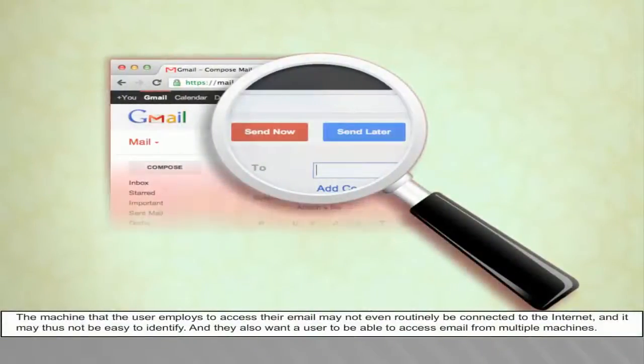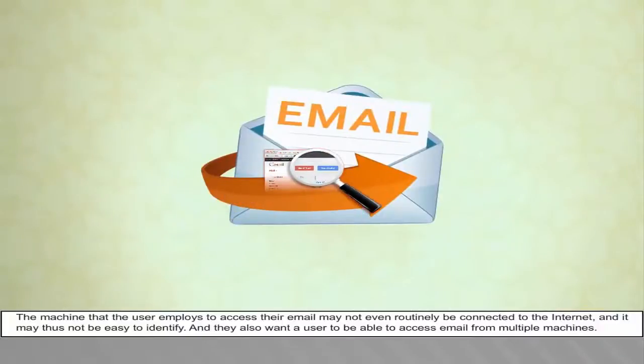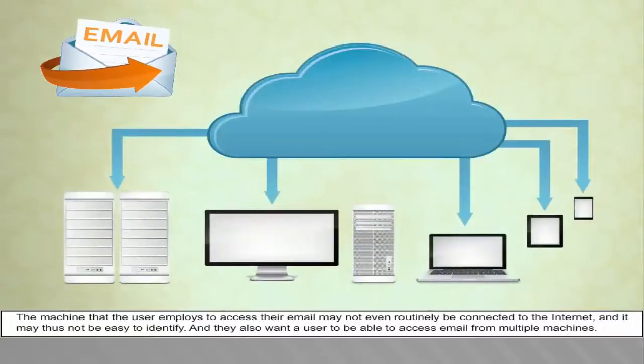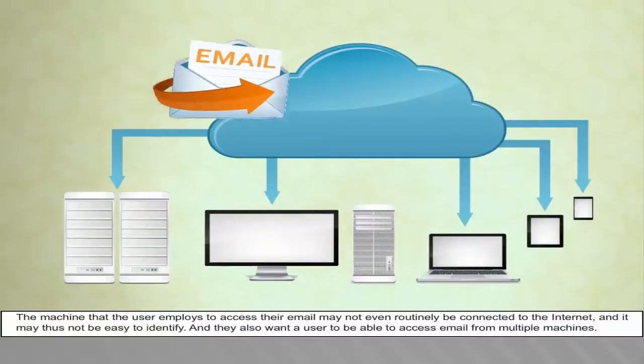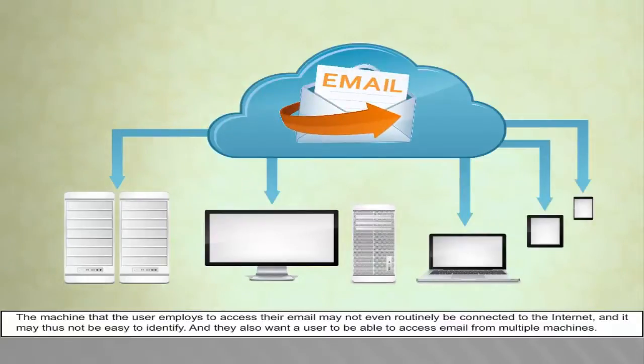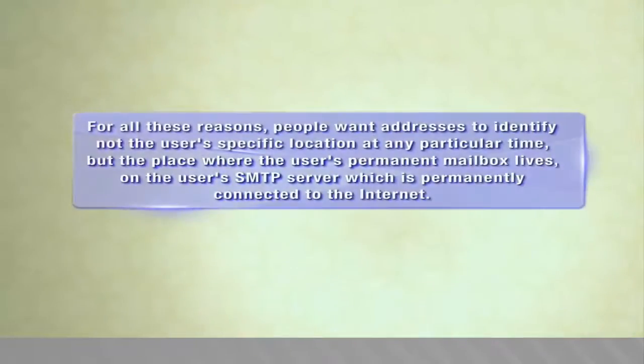The machine that the user employs to access their email may not even routinely be connected to the internet, and it may thus not be easy to identify. And they also want a user to be able to access email from multiple machines. For all these reasons, people want addresses to identify not the user's specific location at any particular time, but the place where the user's permanent mailbox lives on the user's SMTP server, which is permanently connected to the internet.